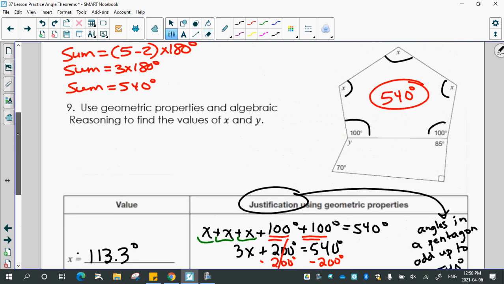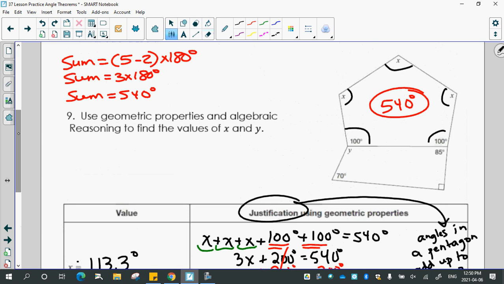Okay, so that's how you get x. Y is a different story. It's part of a quadrilateral, a 4-sider. And we know that this bottom corner is 90 degrees because it has that right angle symbol. Who knows how many degrees are in a 4-sided polygon? Logan? 360. So all of those angles added together add up to 360.